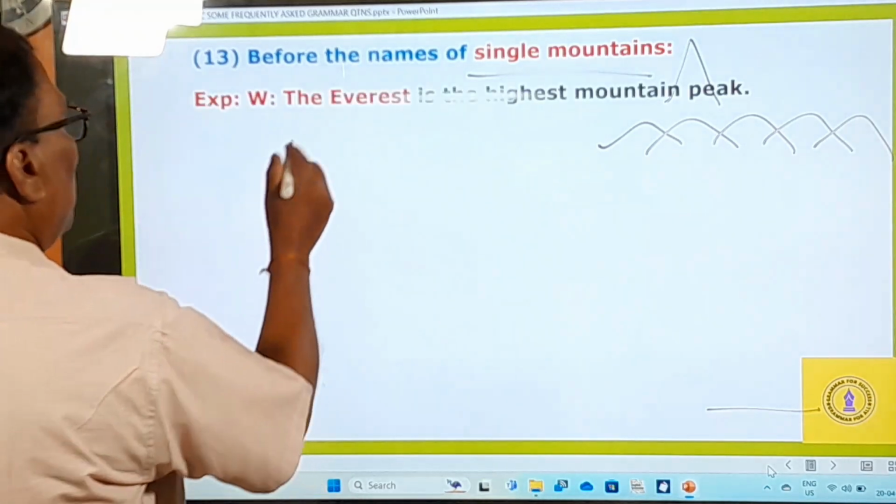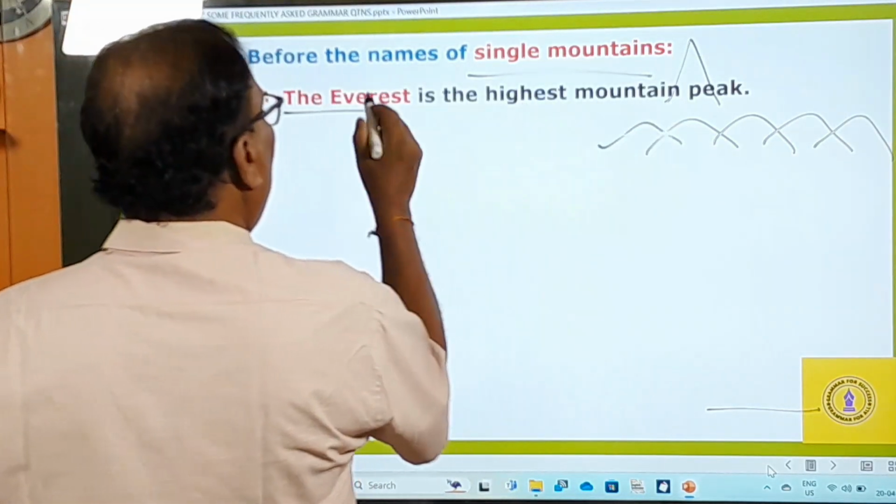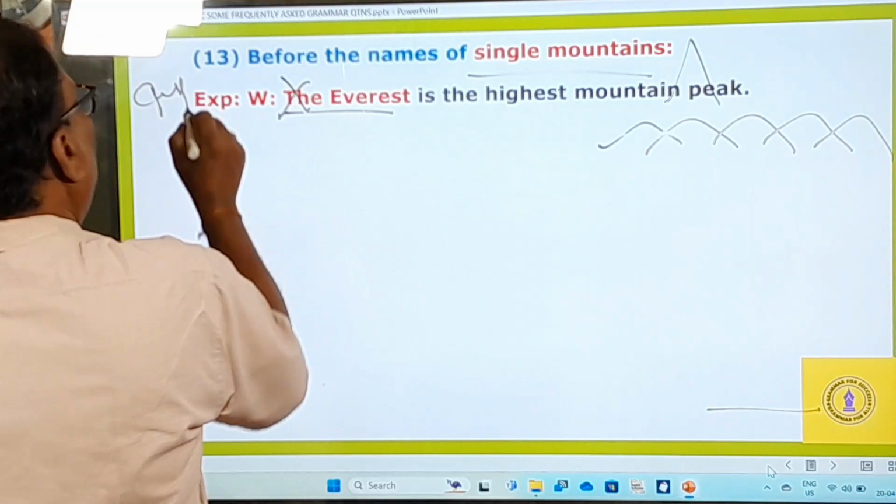So let me give you an example. "The Everest is the highest peak in the world." You cannot say the Everest. Remember, this is going to be a very important one.